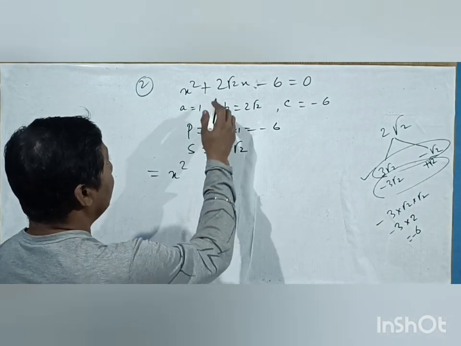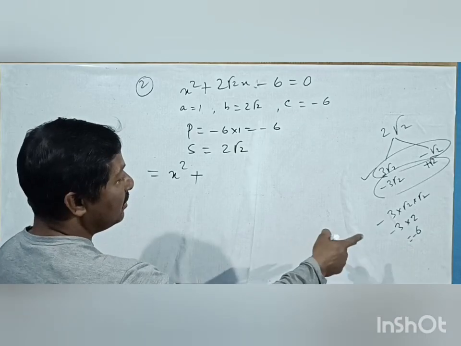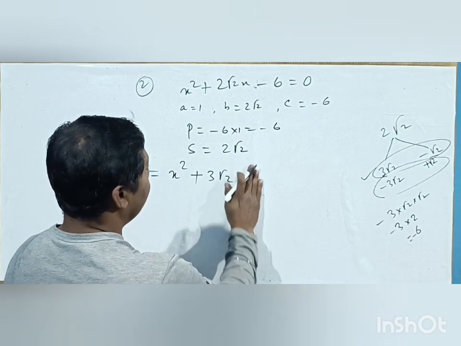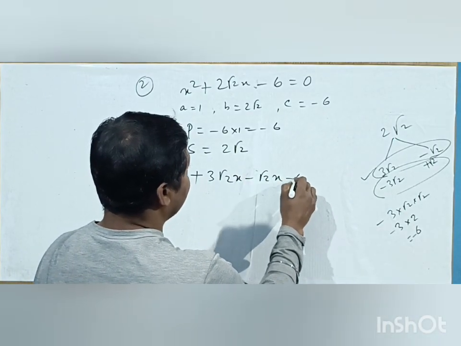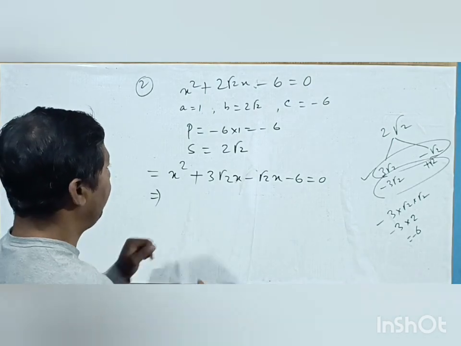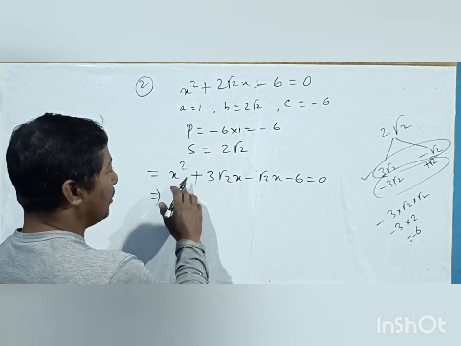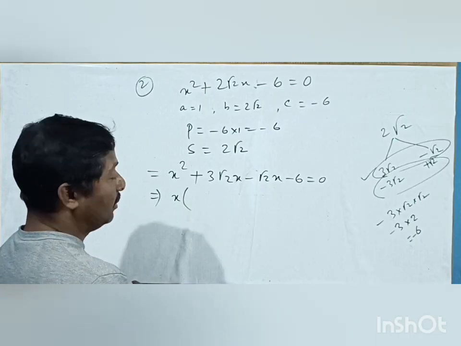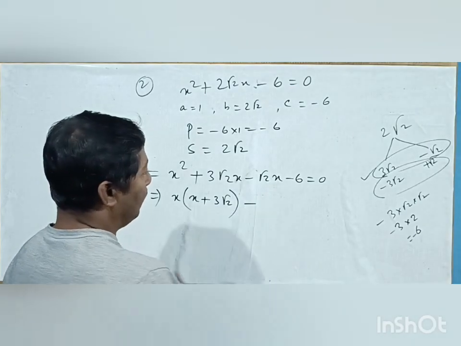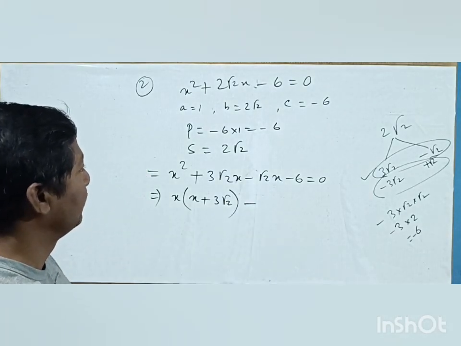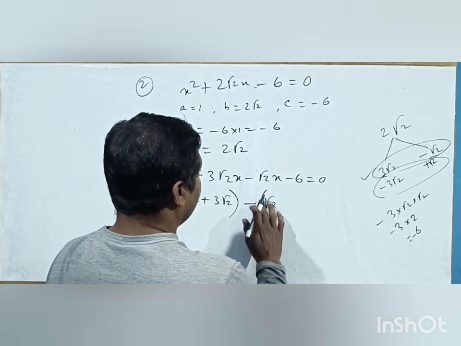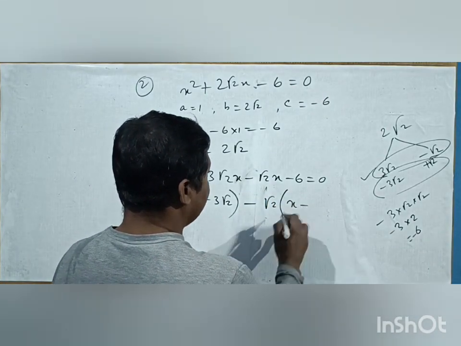So x square plus 2 root 2x can be written as what? 3 root 2x minus root 2x minus 6 equal to 0. So let's take common from these two. What will be common? Only the x term is common. So x will be taken as common. Here x is remaining, here 3 root 2 is remaining. Here what will we take as common? Root 2 into x minus 3 root 2.